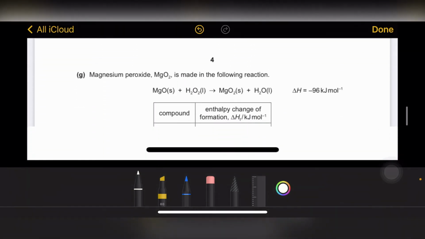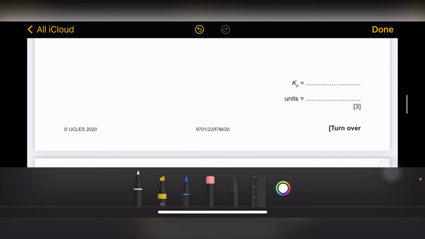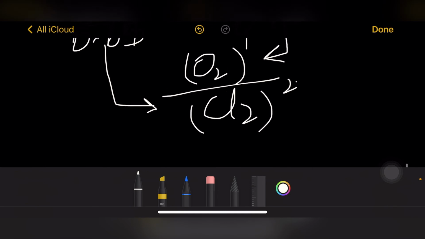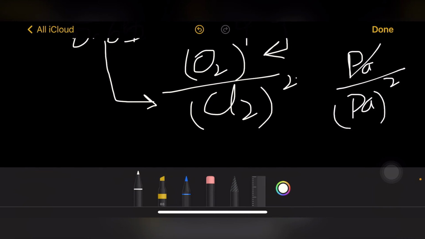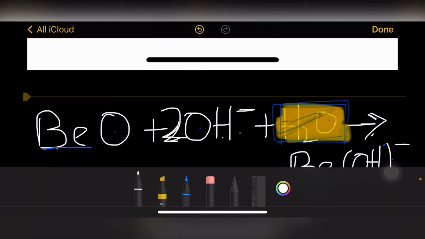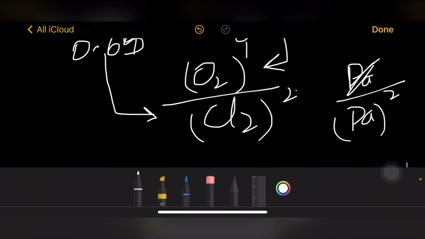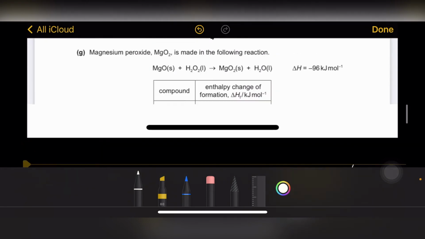Now let's move on to the next part. This is not the complete question, so let's add the whole. Now the units of Kp would be, so unit of the pressure is Pascal over Pascal squared. 1 Pascal will be cancelled, and 1 Pascal is going to be cancelled over here, so 1 over Pa, which should be Pa minus 1. So I hope you understood.